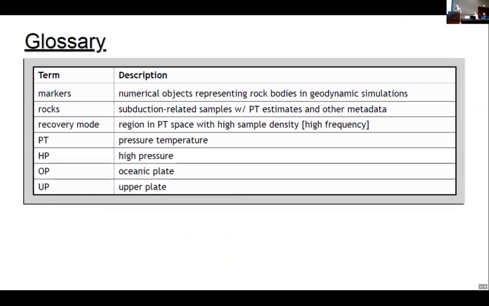So I'll start the talk with a glossary of terms that I'll be using throughout to hopefully help the audience follow along that much better. Markers refer to numerical objects that represent rock bodies in geodynamic simulations. Rocks are subduction related samples with pressure temperature estimates and other metadata. Recovery modes refer to regions in PT space with high sample density. So this is like the statistical mode. PT is pressure temperature, HP is high pressure, and then OP and UP refer to the oceanic plate and the upper plate respectively.